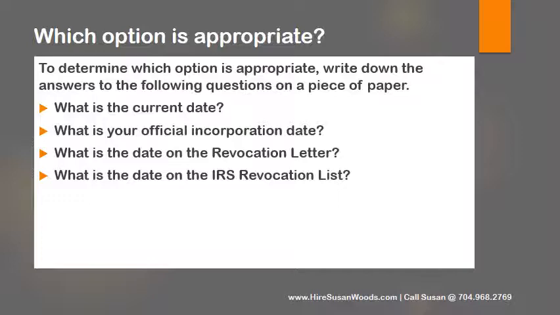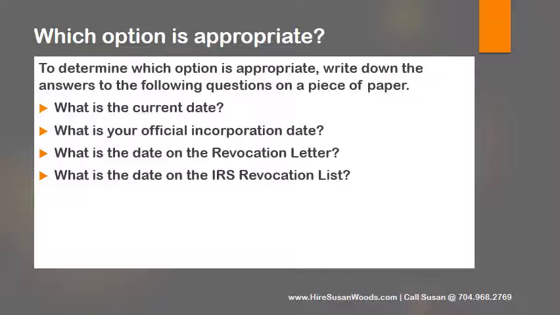What is the date on the IRS revocation list? Go to www.irs.gov. In the search field, you would type in the letters EO and the word select. That will take you to a page in which you can search for automatically revoked nonprofit organizations. When you go there, locate your nonprofit organization and write down the revocation date that's listed for your nonprofit organization on that list, please.